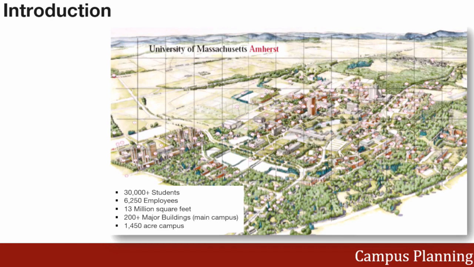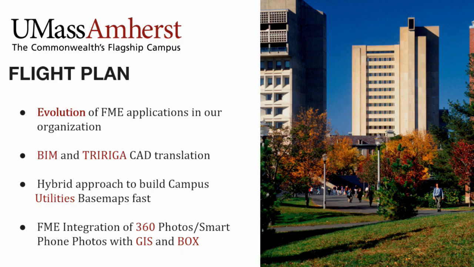For those of you who don't know UMass Amherst, we're located in the wonderful Connecticut River Valley in western Massachusetts. We have finally sort of crossed the 30,000 student threshold. I know it's not nearly the size of Ohio State, but certainly big for New England. We have about 6,200 employees, about 13 million square feet of buildings, 200 major buildings, and about a 1,450 acre campus.